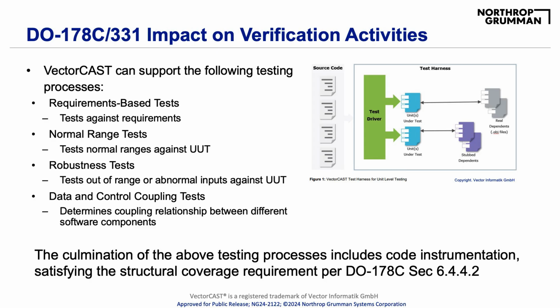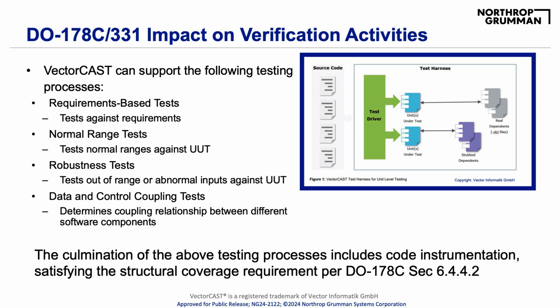And we can see here on figure 1 that the source code is contained within that box to a collection of UUTs, units under test. VectorCAST will take one of the source codes, it will create a harness around one of those units, and it will allow you to test it. The culmination of that process includes code instrumentation, which satisfies the structural coverage requirement for DO-178C.